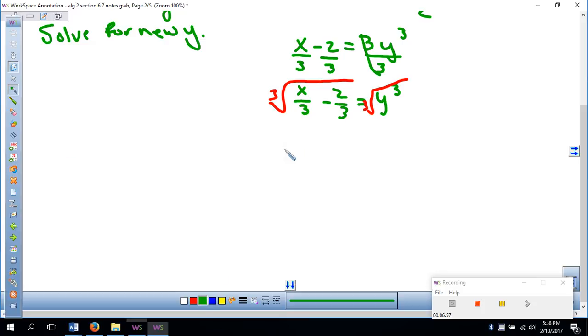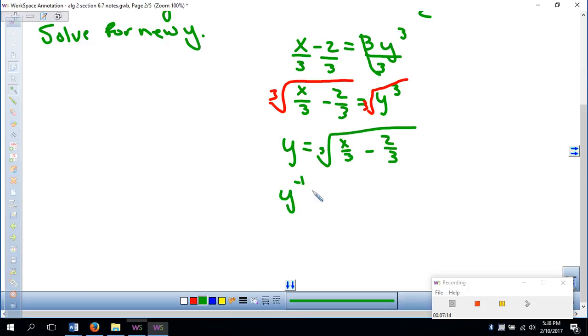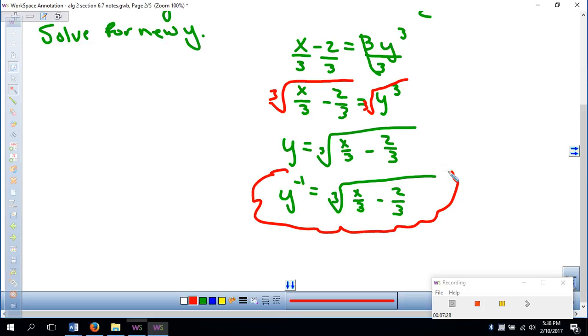And we would get y equals the cube root of x over 3 minus 2 over 3. And once you find the inverse, if the original was given as y equals, the inverse should be written as y to the negative 1. That means y inverse equals the cube root of x over 3 minus 2 over 3. So that's how we find the inverse of a given function. Switch the x and the y, and solve for the new y.